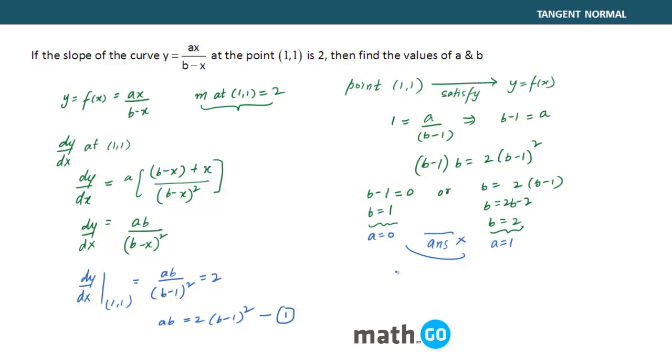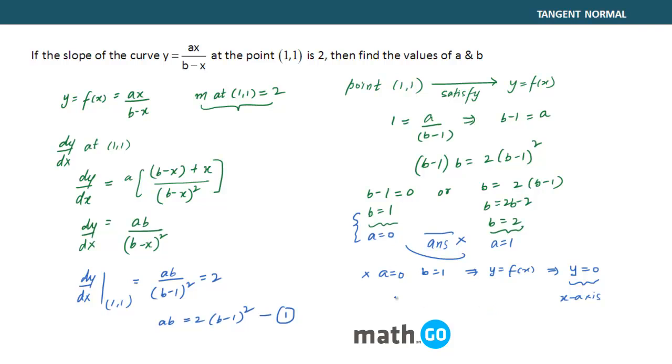Now let us see about this particular pair, that is a is equal to 0 and b equal to 1. If you put that in the y equal to f(x) expression, can you see that your y will become equal to 0? Because it is ax upon b minus x, that means it's a constant function, or we can say this is nothing but the x-axis. So it cannot have a tangent at point (1, 1). That is the problem, because (1, 1) will no longer lie on this particular line. So this answer is not correct.